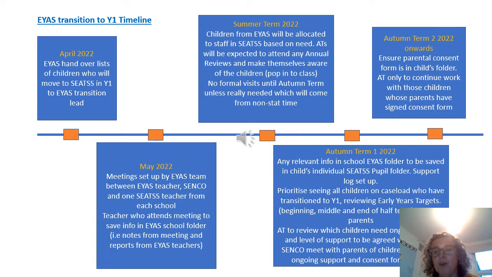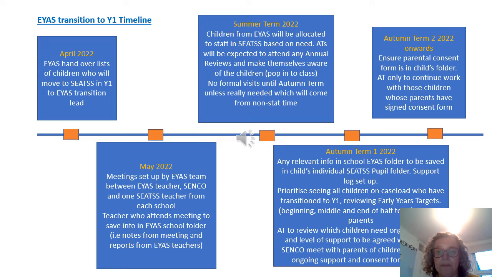When the autumn term starts after the summer holidays, the early years information will all be sent over to the children's individual SEaTSS pupil folders, and support logs will be set up for each child that is in your school. These children that are in year 1 will be prioritised on all teachers' caseloads as they transition into year 1, and we'll be reviewing the early years targets that have been set and looking to see how the children are transitioning.